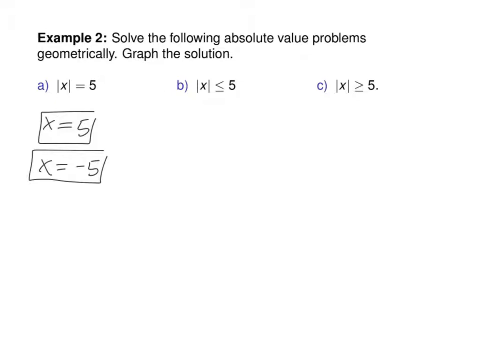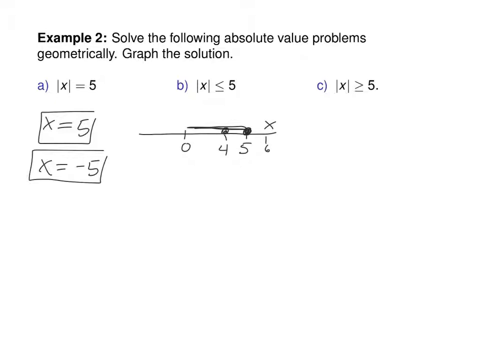Now the next one says the absolute value of x is less than 5. So for inequalities, let's draw a number line and think about what points work. 5 is kind of a boundary. If I plug 5 in, does it work? Yes, it's on the borderline, but it does. How about something like 6? Does 6 work? No. How about 4? Yes. How about 3? 2. 1. 0. So all the way down to 0, we know all those numbers work.